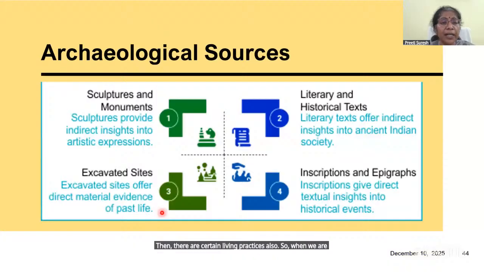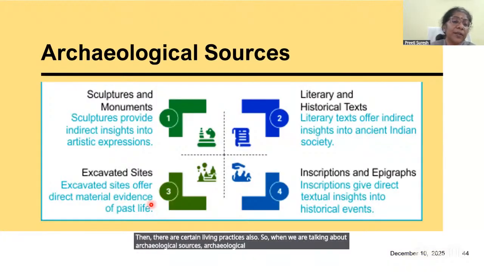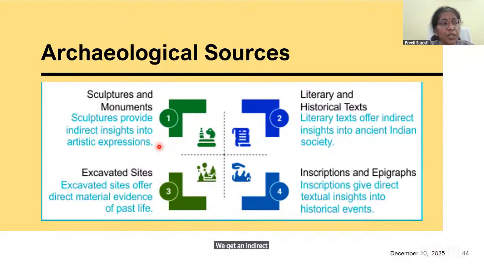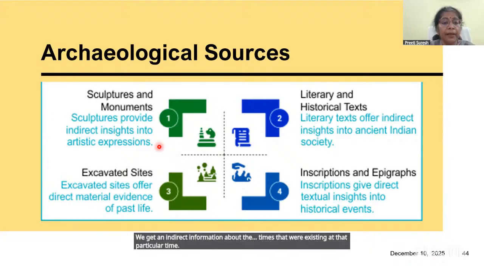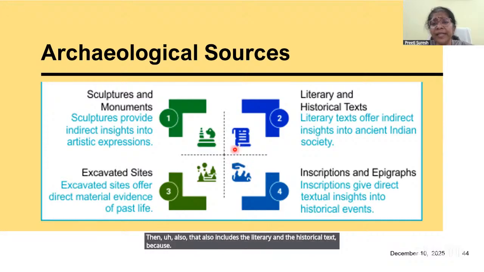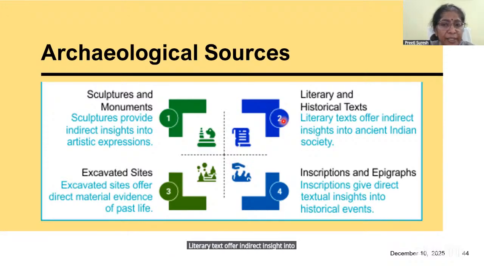When we are talking about archaeological sources, it means the various sculptures or monuments, because these sculptures and monuments, which can be dated back to ancient times, give us indirect insight into artistic expressions. Through their artistic expressions, we get indirect information about the times that existed at that particular time. That also includes the literary and historical texts, because literary texts offer indirect insight into ancient Indian society.